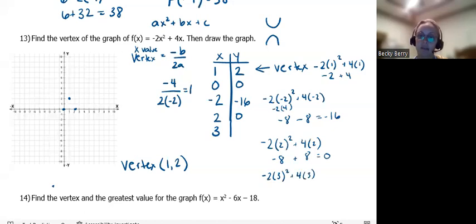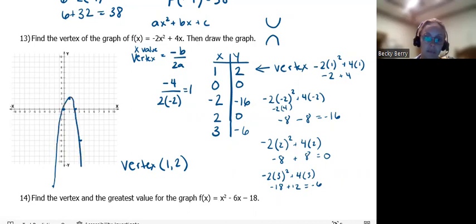3 squared is 9 times -2 is -18. 4 times 3 is 12. So -18 plus 12, that gives me just a -6. So I can connect all these points. And there is my graph.